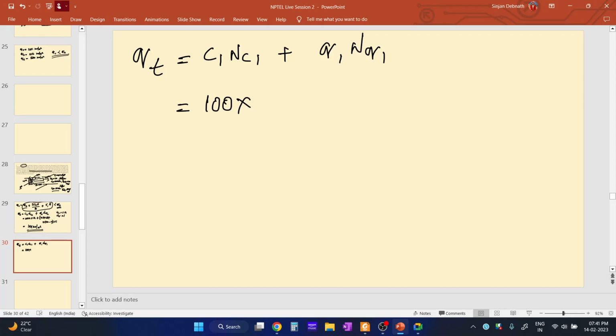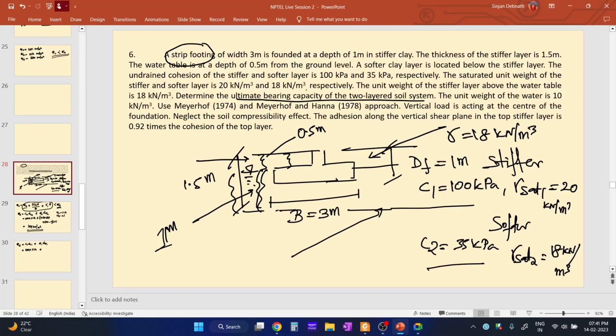And what is the value of NC1? It is 5.14. And what is the value of Q1? That is the surcharge acting at depth df. What is the surcharge acting at this level? The depth of footing is 1 meter and the depth of groundwater table is 0.5 meter. So that means this depth will be 0.5 meter. So what is the surcharge acting at the depth df?